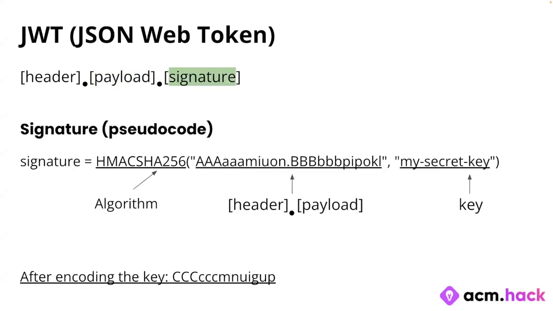Now moving on to the signature, I prepared a pseudocode of how the signature could be created. We first indicate which encryption algorithm we're going to be using for the signature. And then for the arguments or inputs, we put a string that is a combination of header and payload and a key that we used to encrypt this string. And let's say that we got a string that starts with CCC for the signature part.